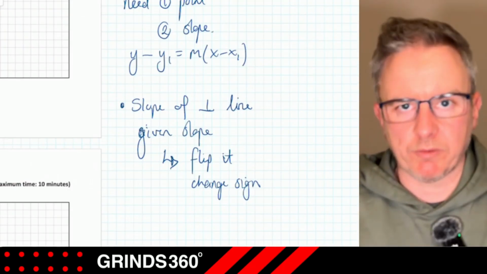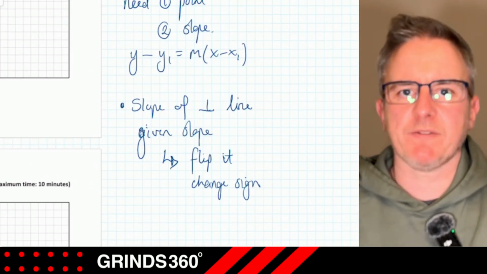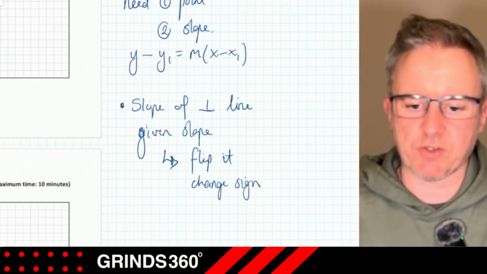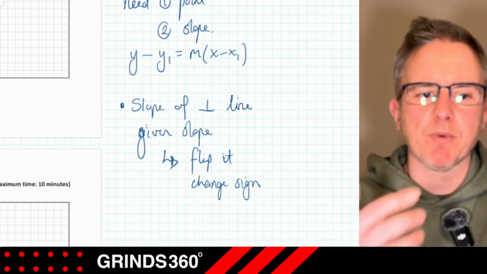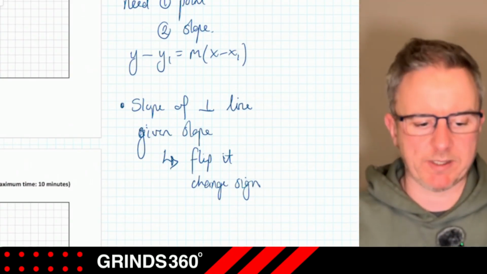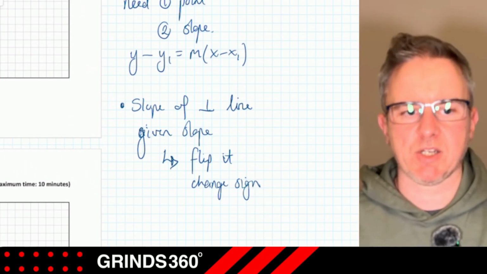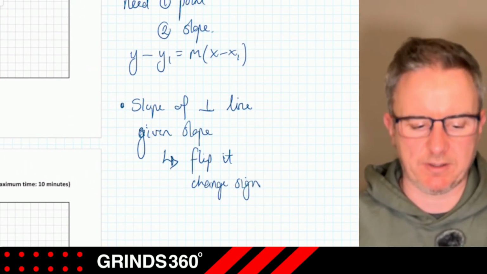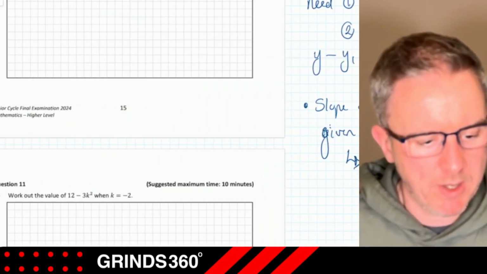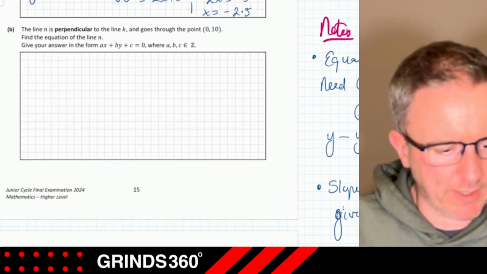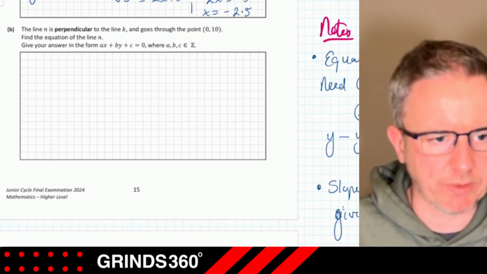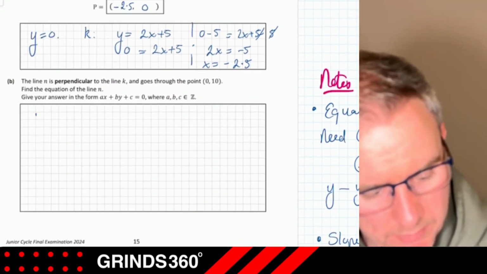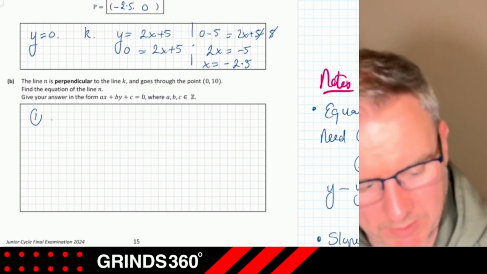Now, we know the reason we're doing that is because the two slopes have to multiply to give us -1, okay? And we could be asked to justify that, and that's absolutely fine. But for our method, when we go into the exam, they say find the slope of a line that's perpendicular, flip it and change the sign. That's what you want to have, okay? So the line N, perpendicular to K, goes through the point (0, 10). So there's our first thing. We have our point, okay? The first thing we need, we have the point there.